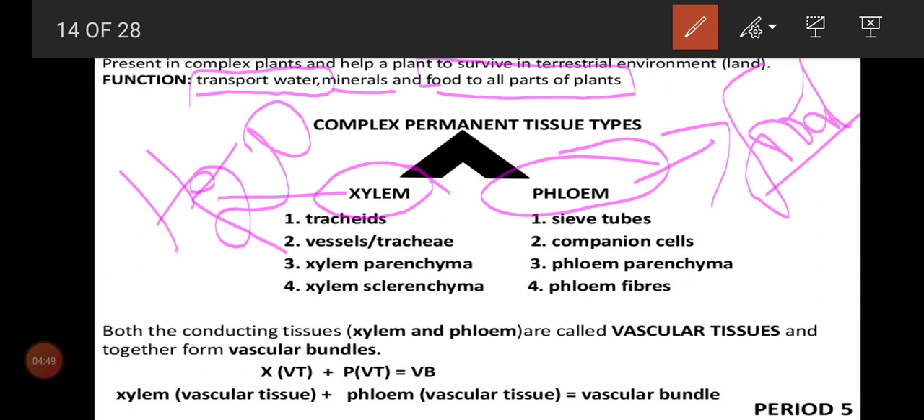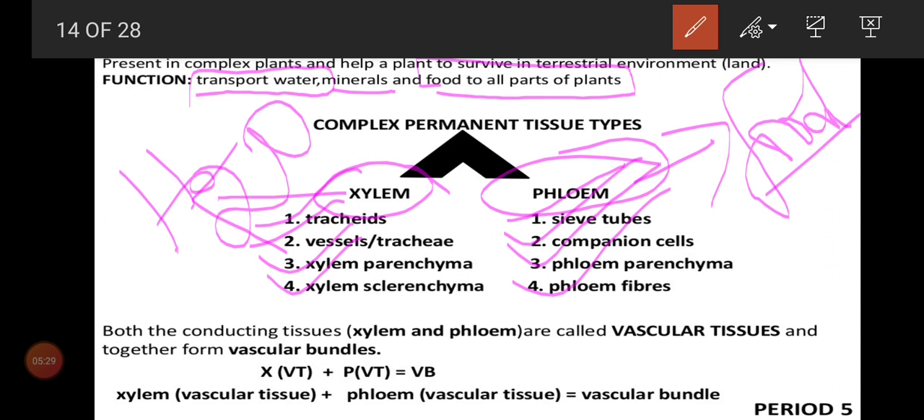As we discussed earlier, complex permanent tissues contain different types of cells, but these different types of cells do the same function, and they have a common origin also. And what are the four types? Tracheids, vessels or trachea, xylem parenchyma, and xylem sclerenchyma. So these are the four types of xylem. Under phloem also we have four types: sieve tubes, companion cells, phloem parenchyma and phloem fibers.